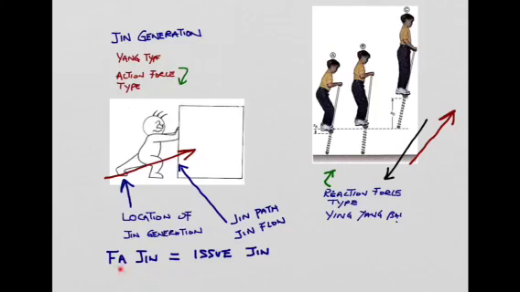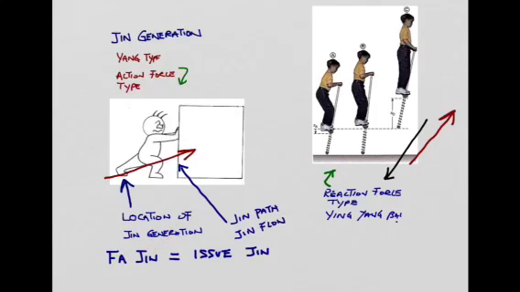Okay, so to issue Jing, to Fa Jing, as we talk about Fa Jing, to issue force flow, you need to know at least 3 things. First, you need to know the locations of Jing generation. Where do you generate it? You want to Fa Jing, to issue, so from where do you really initiate it, start it?